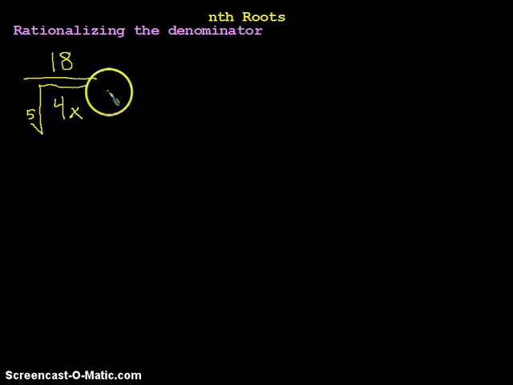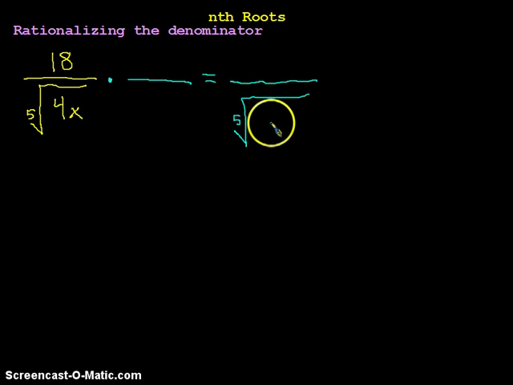Let's look at rationalizing the denominator when we have the fifth root of 4x in the denominator. Let's see what we've got to do here. Again, the trick is this. We want to figure out a way to get something inside the radical that is a fifth power, because if we have a fifth root and we have a fifth power, they cancel each other out, and then we get something with no radical at all, and that's what we'd really like.